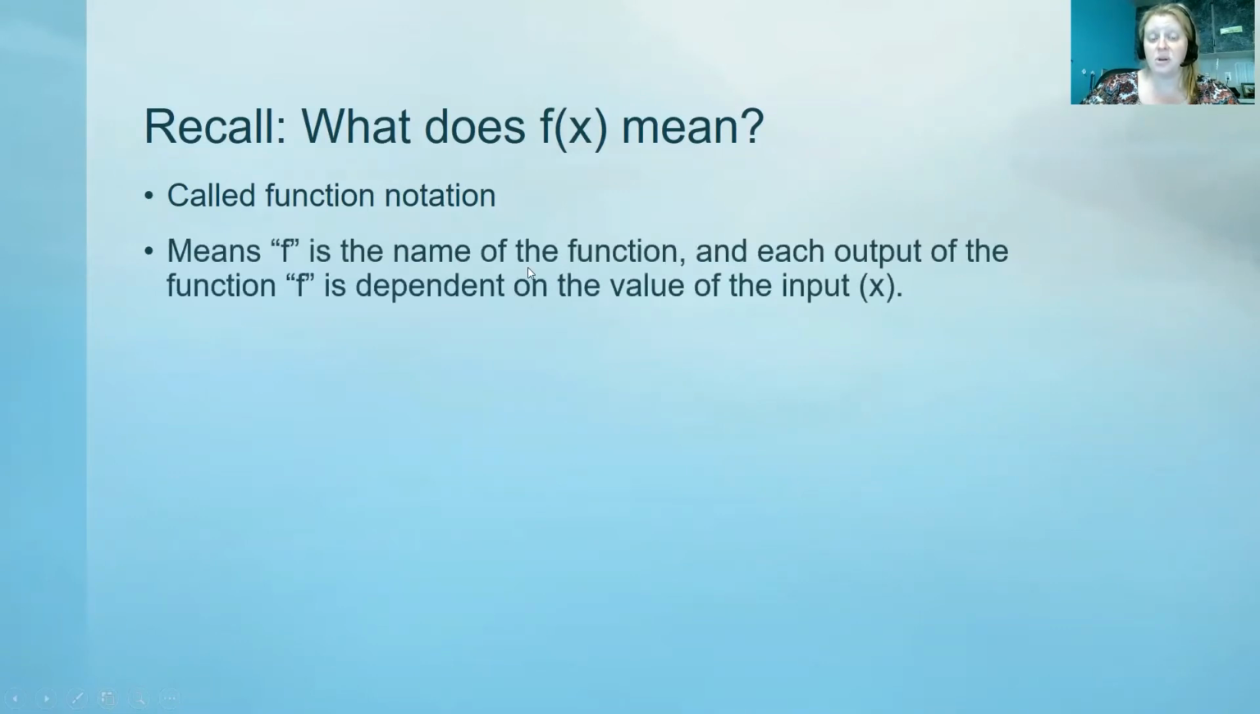So f is what we call the name of the function. Each output or answer that you get is dependent on whatever you put in x's spot. That's all this is saying. So we don't want to overcomplicate that.